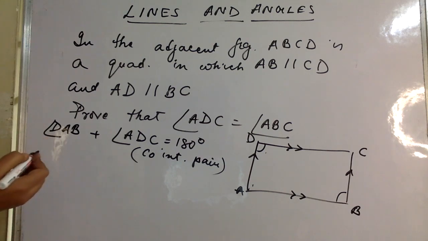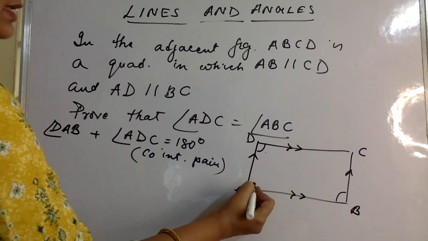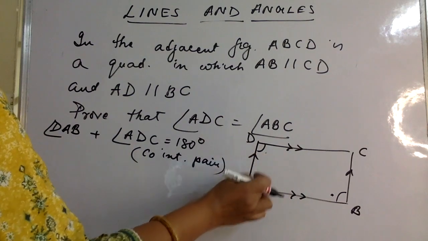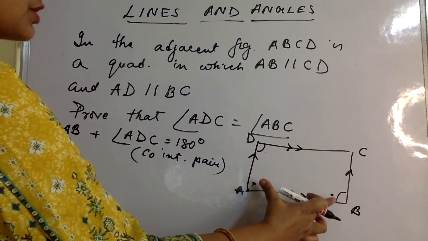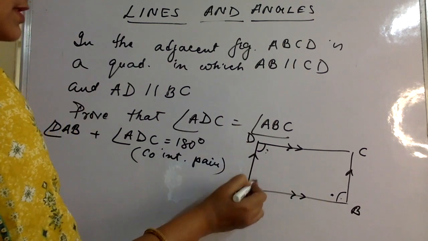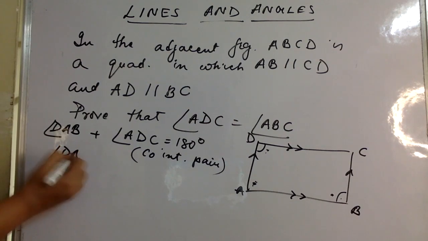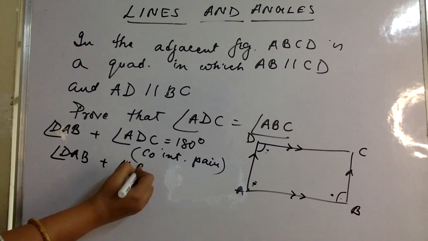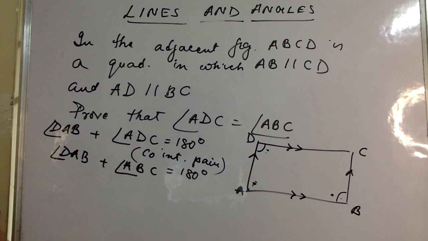Then angle DAB plus angle ABC, that is this one and this one, will also form 180 degrees, because these two lines are parallel. Since these two lines are parallel, these two will also form a co-interior pair, because this becomes the transversal. So this plus this is also 180. When I took this plus this as 180, then this was the transversal. So angle DAB plus angle ABC is again equal to 180. The reason is the same, it forms a co-interior pair.